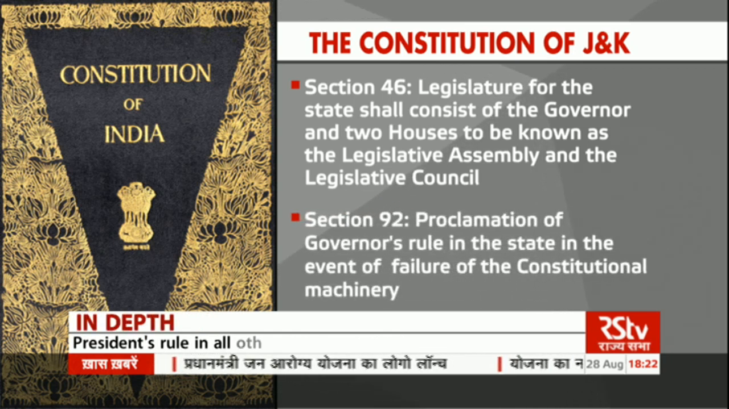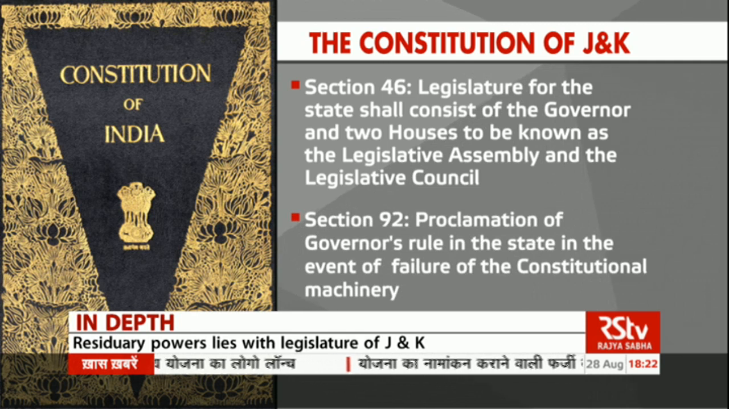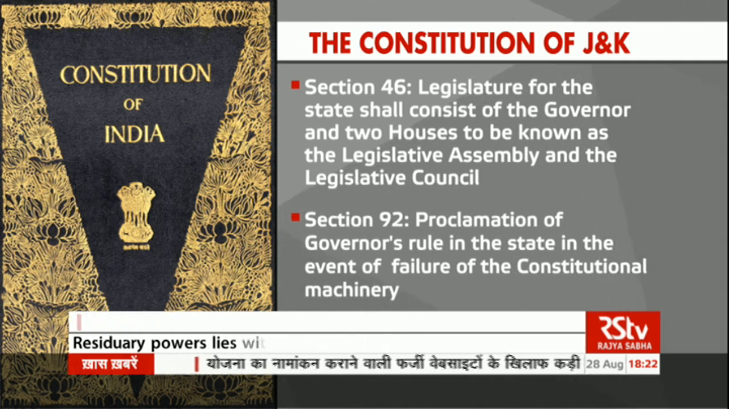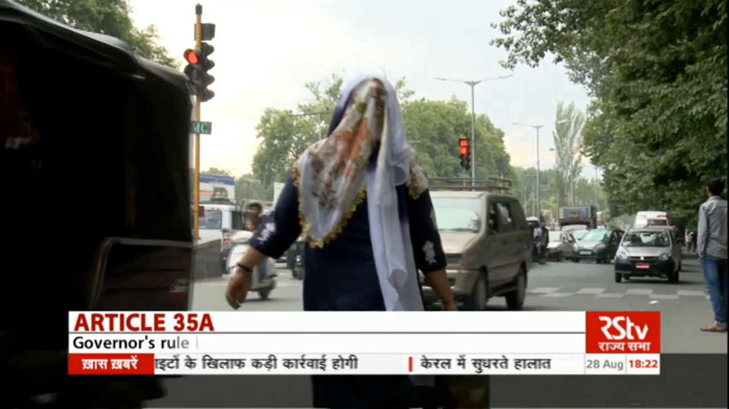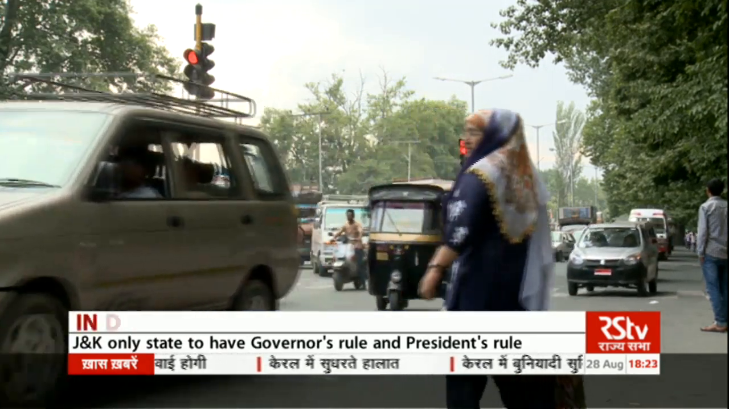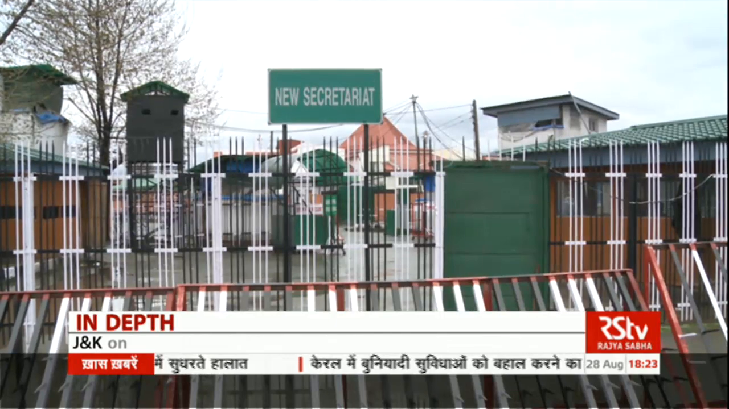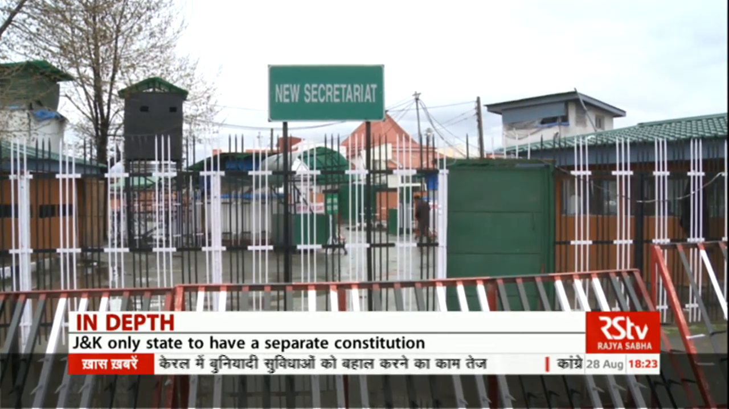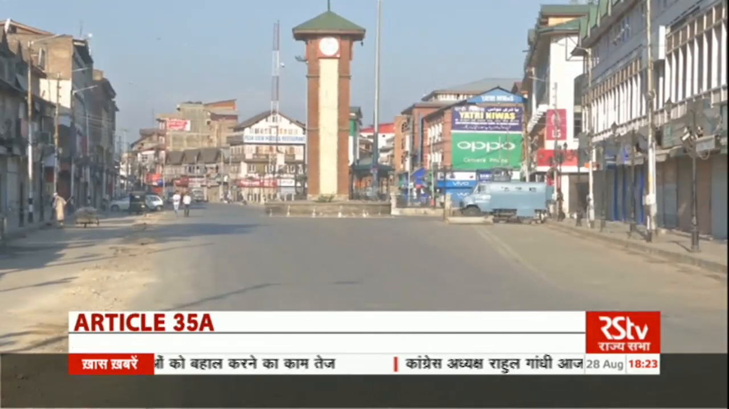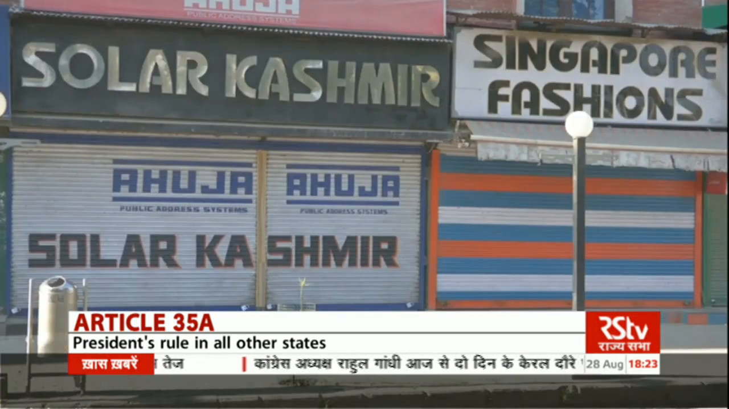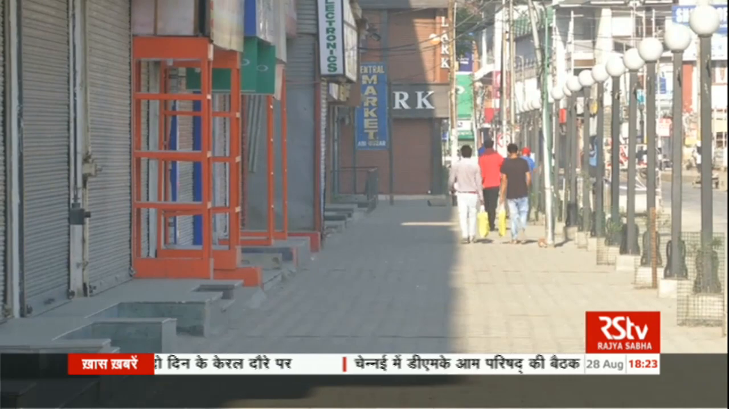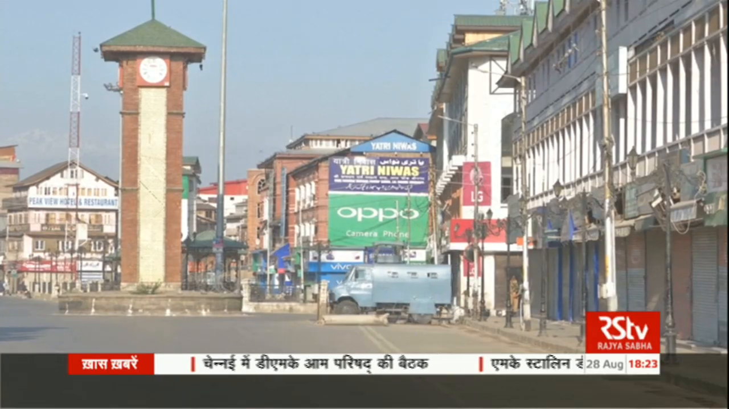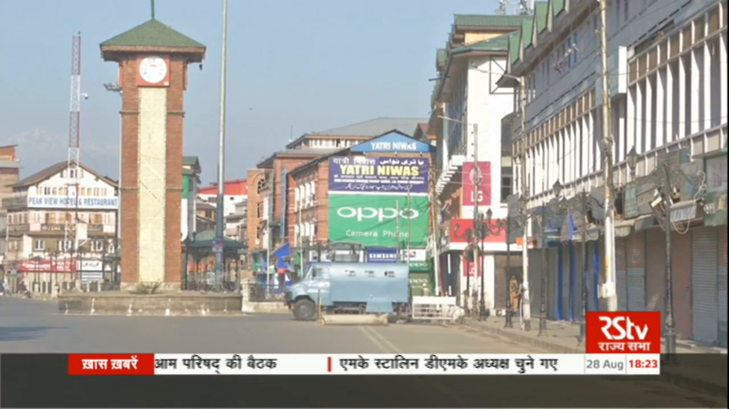Section 92 of the Jammu and Kashmir Constitution provides for governor's rule in the state in the event of failure of the constitutional machinery. Governor's rule can be imposed in the state for 6 months. During this period, the governor enjoys additional powers, including the authority to legislate. After the expiry of 6 months, Article 356 will come into force, paving way for President's rule. Bureau Report, Rajya Sabha TV.